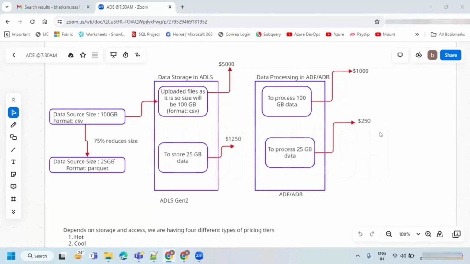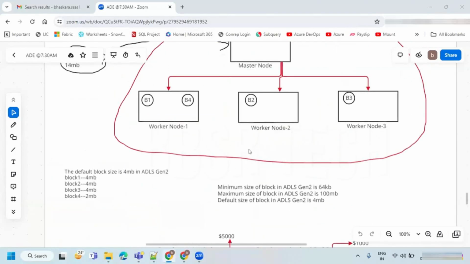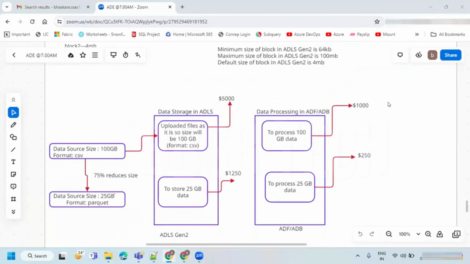In the last session, we discussed how when you upload a file, it is divided into multiple blocks, and the blocks are distributed across different nodes. All of this happens behind the scenes. We cannot see or view it practically. That was the internal mechanism.